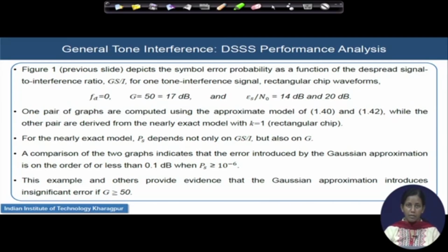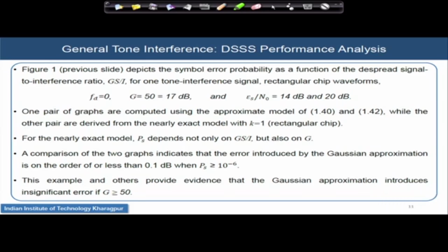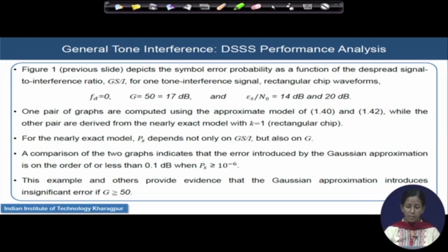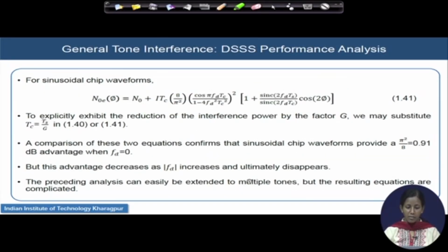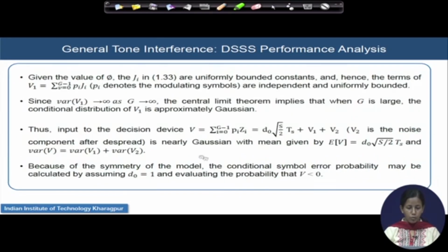and this example provides the evidence that the Gaussian approximation will introduce severe error if the value of G, I mean the processing gain, is less than 50. If G is tremendously high, this difference that you are seeing won't be there. See, we have considered this G to approximate the variance of this V1 to be Gaussian.